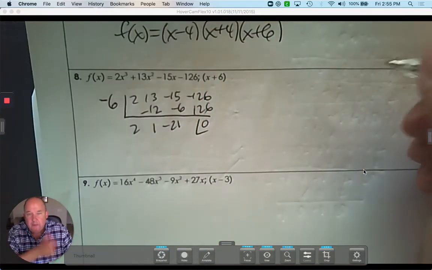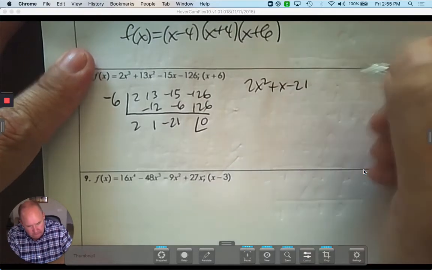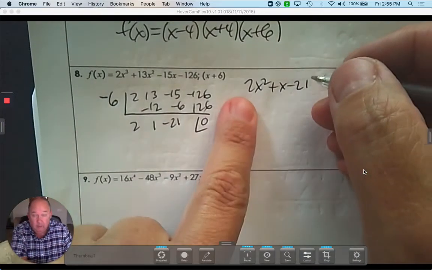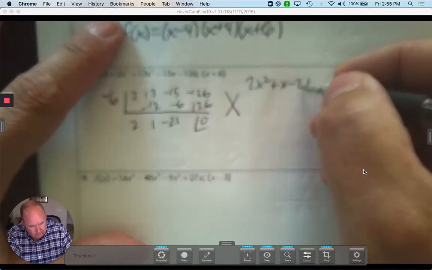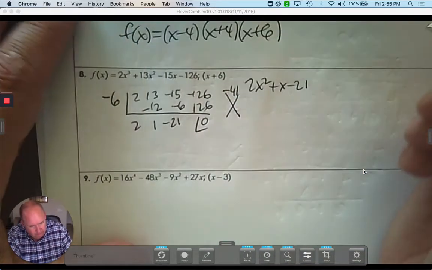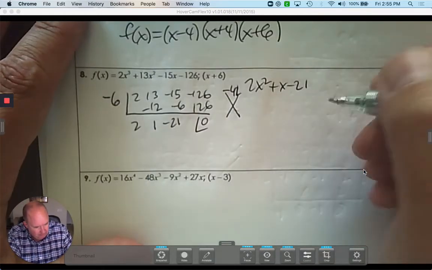So that gives me a remainder of 0. I have 2x squared plus 1x minus 21. Not simple because it's not 1x squared. So I'm going to do a little x. I'm going to go 2 times -21 is -42, and then +1.